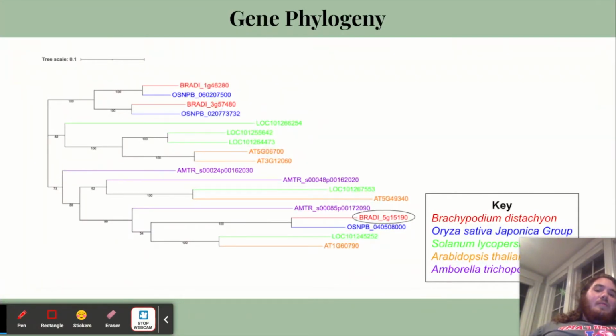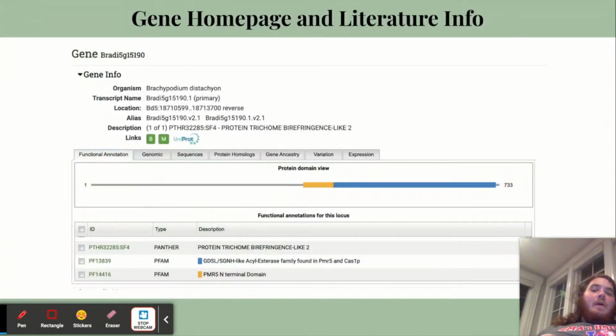And its closest relative was found in Oryza sativa japonica, or rice plants. So we used that later in looking at the literature, which we're going to talk about now. So this is the gene homepage for the gene, and it shows the name of the protein, which is protein trichome birefringence-like 2, and it also shows the two known domains of the protein, which are the PMR5 domain and the acetylesterase domain, right? So we couldn't really find virtually any info on the acetylesterase domain.